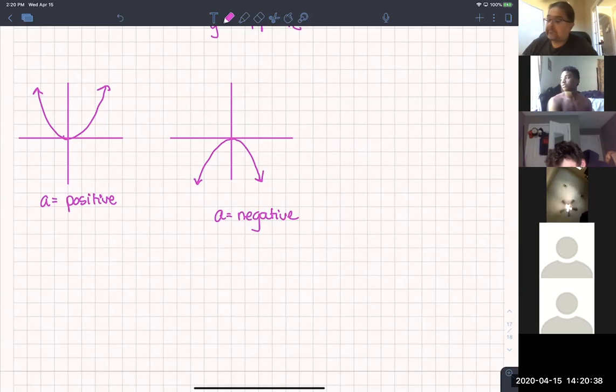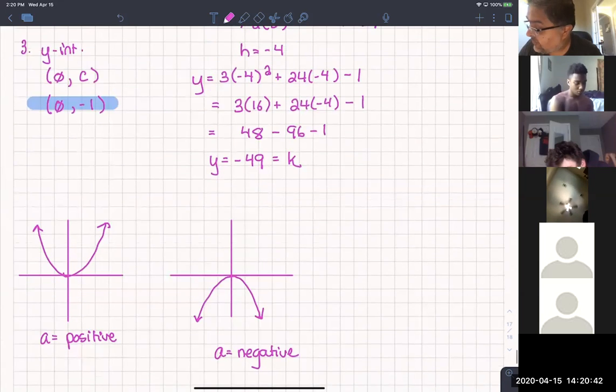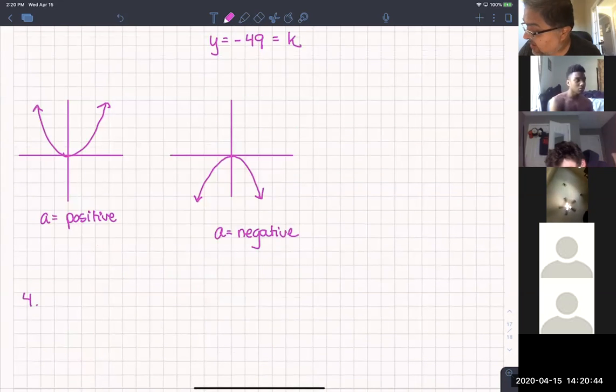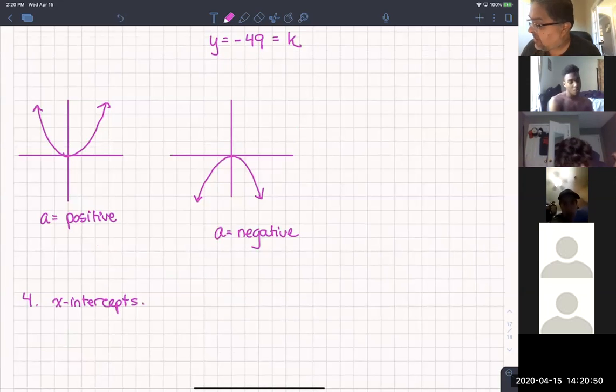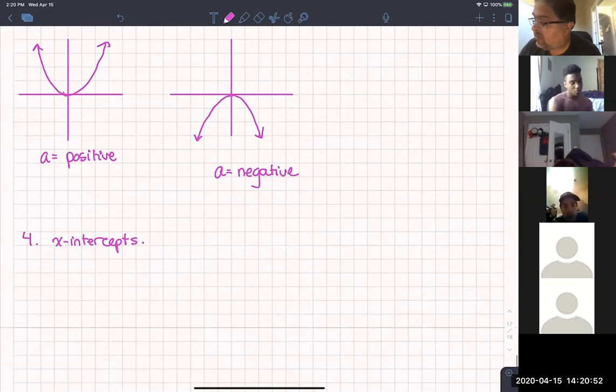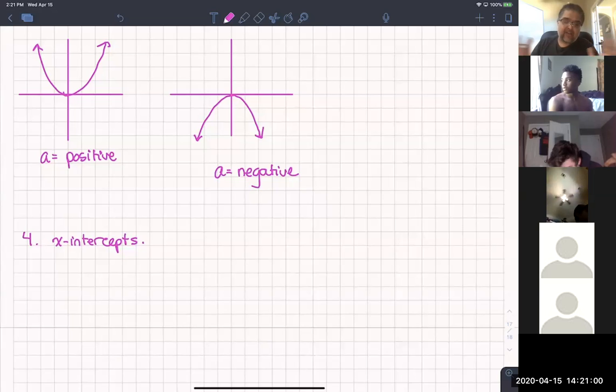Now, in order to find the x-intercepts, this is where factoring comes into play. So you set the y equal to 0 and factor and solve. So when you factor and you find the values of x, those are the values where it crosses the x-axis. All right.